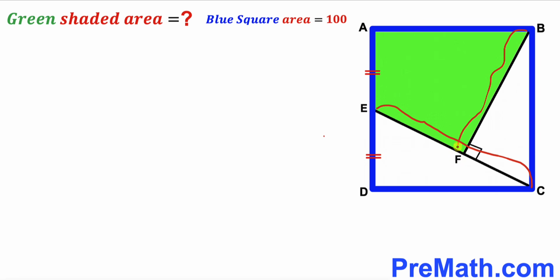We have this blue square ABCD along with these two line segments CE and BF, as you can see in the given diagram, such that segment BF is perpendicular to segment CE, and moreover segment AE length equals segment DE length. Furthermore, the area of this big blue square has been given to us as 100 square units. Our task is to calculate the area of this green shaded region.